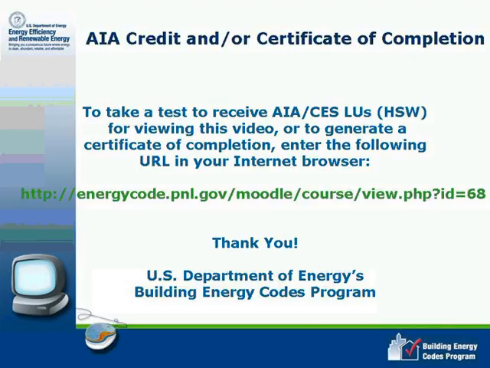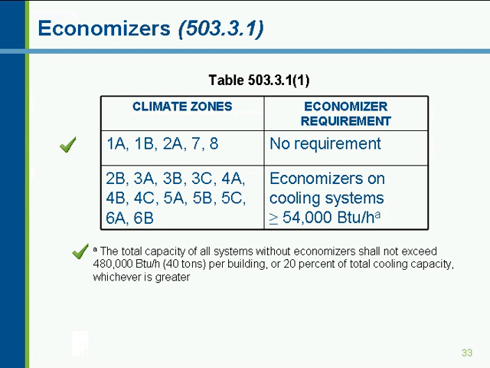And let's take a look at that slide. Can't remember whether it was 10 or 20% of the total cooling load. You can't exceed 40 tons or 20% of the total cooling capacity, whichever is greater. So you couldn't put 80 tons of packaged terminal air conditioning units in a building with a 100-ton total cooling load. It is just not allowed.